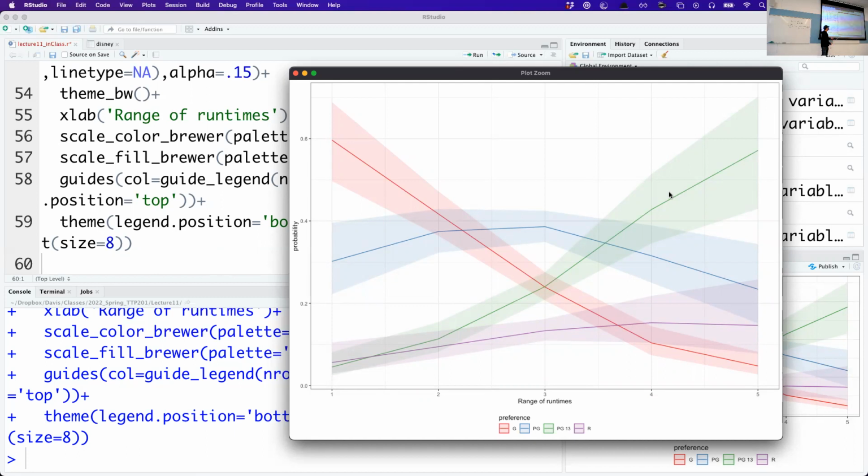But basically, the really big obvious one is that as the movie gets longer and longer, it's much less likely to be a G-rated movie, and much more likely to be a PG-13 movie. So here we might say the signal appears to be a lot stronger for that kind of effect. And this is at the average runtime?